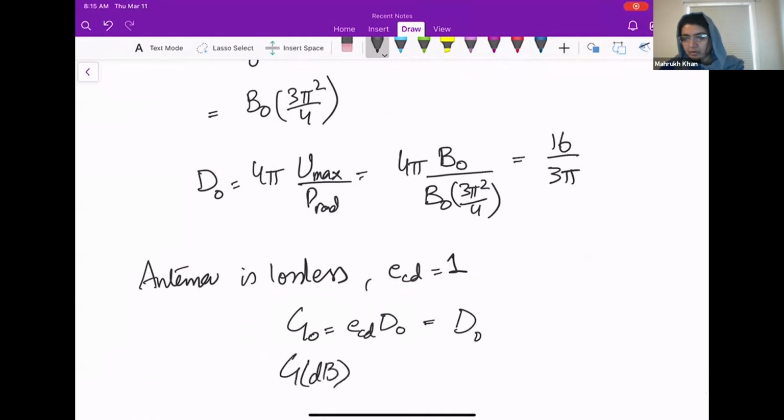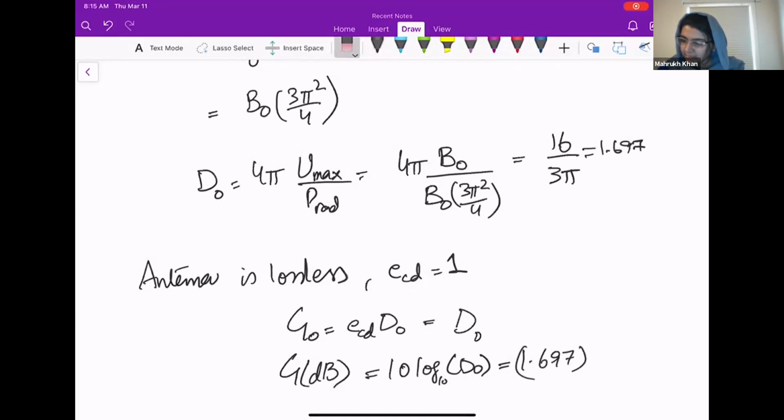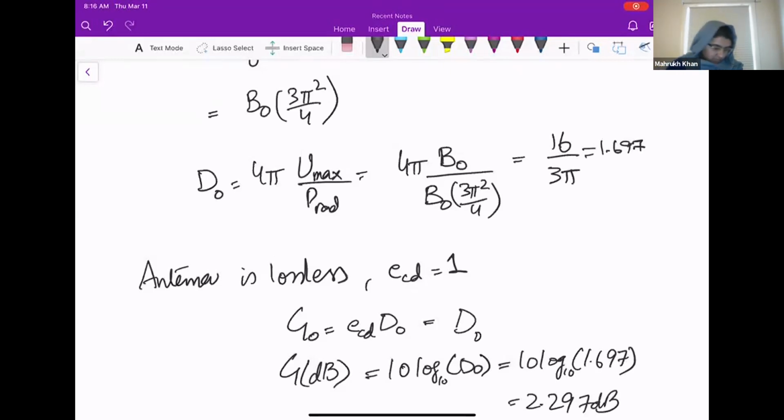So when you are trying to find the dBs, you will do this. And this is log 10. So that will become, because this is 1.697, so this will become 1.697, 2.297 dB. Okay, yes.